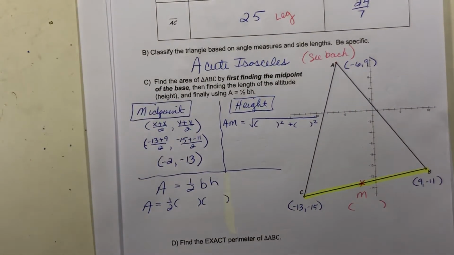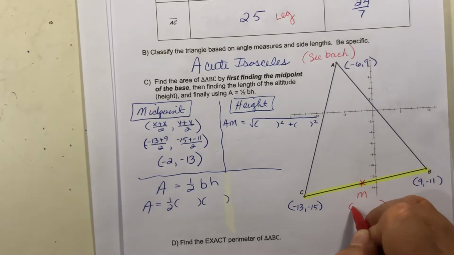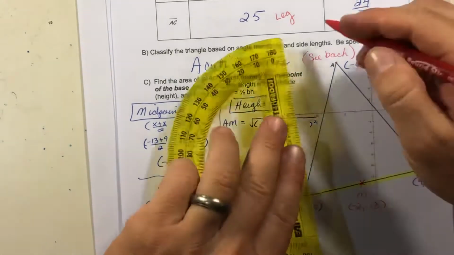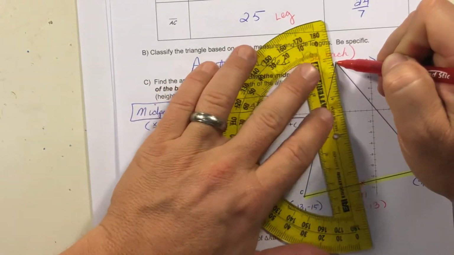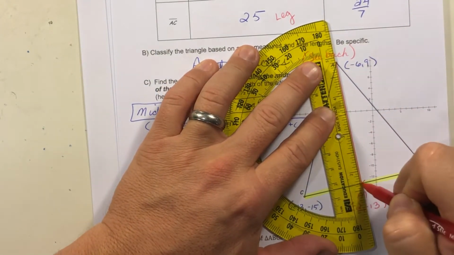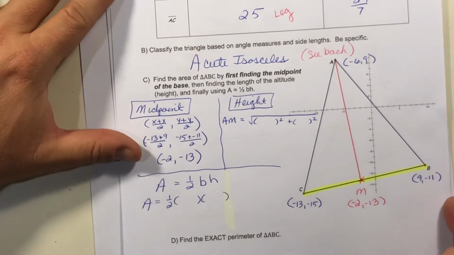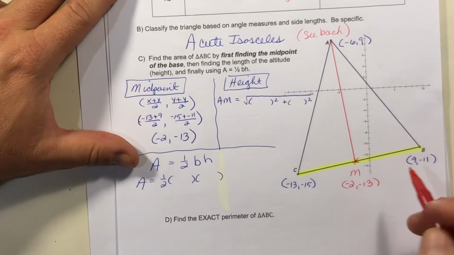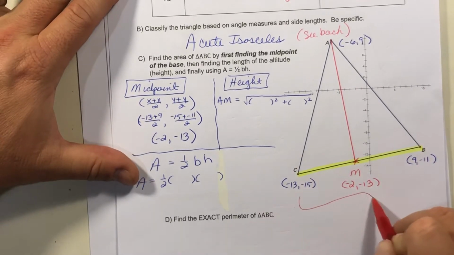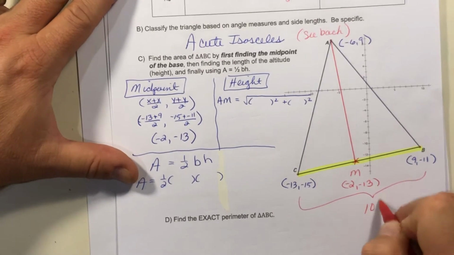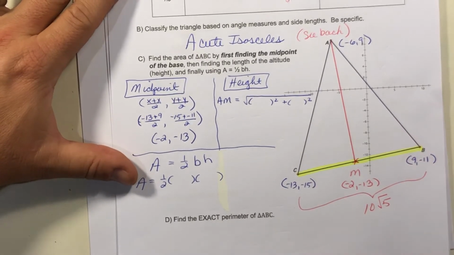Now, my midpoint. We just found the midpoint of the base to be negative 2, comma, negative 13. And I'm going to take out my straight edge and connect that to the top. This is now the height of our isosceles triangle, right? So one thing I do want to write down here is that base BC, this whole length, let me see if you guys can see that. That whole length is 10 radical 5. Okay, that's going to be our base in a minute.